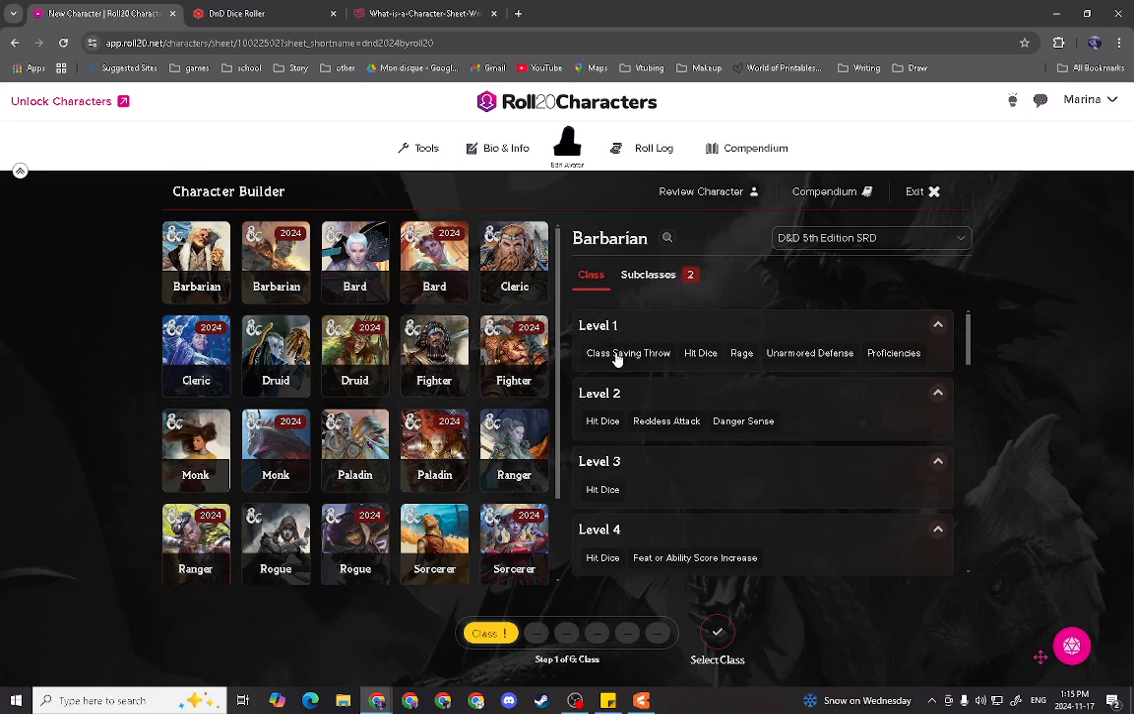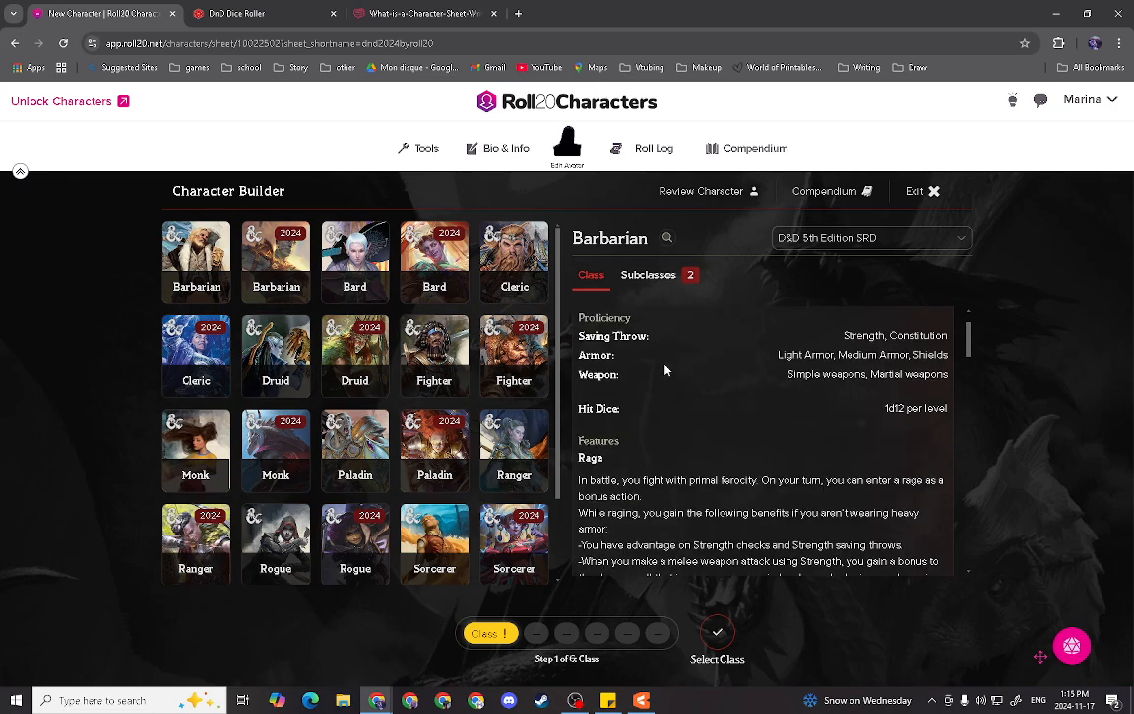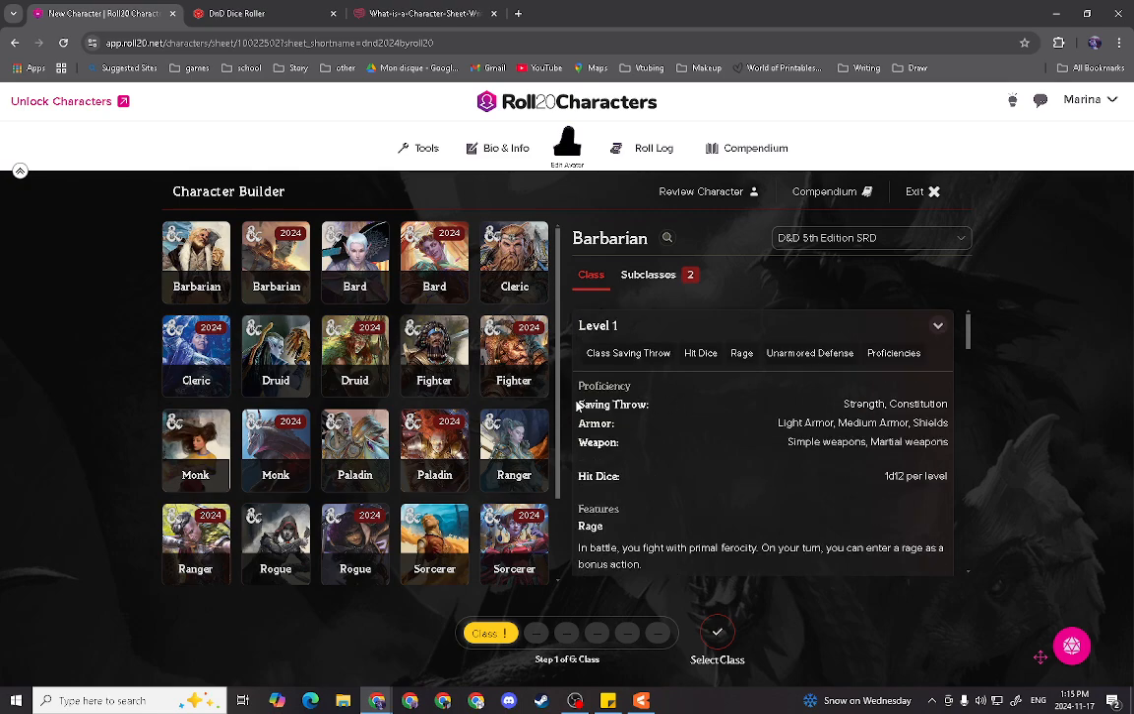So then the DM decides what level you are at. Okay. So this is what you get. You get proficiency on your saving throws, which is when you have to avoid something. Okay. On strength and constitution.